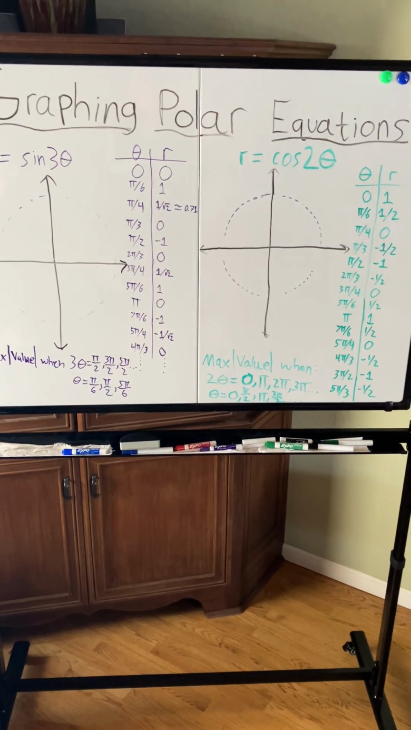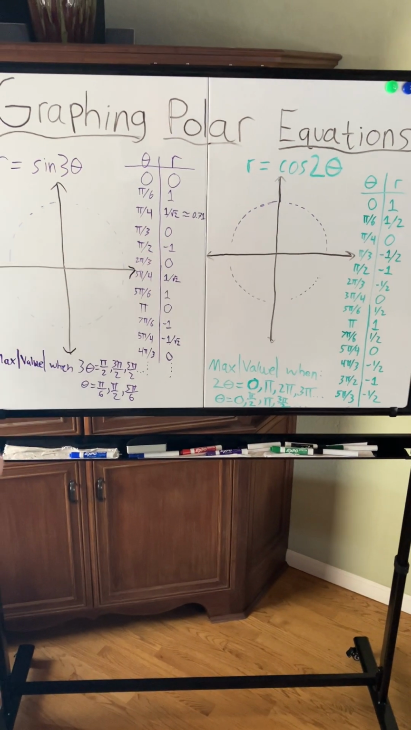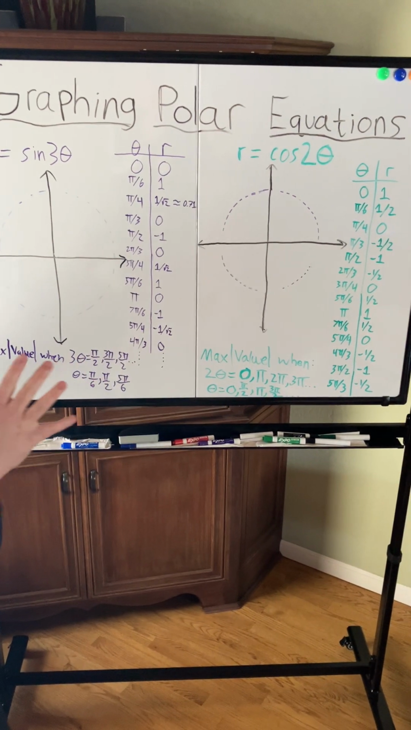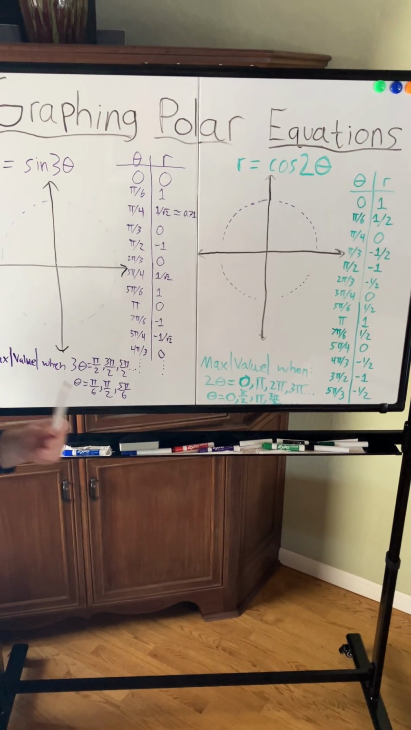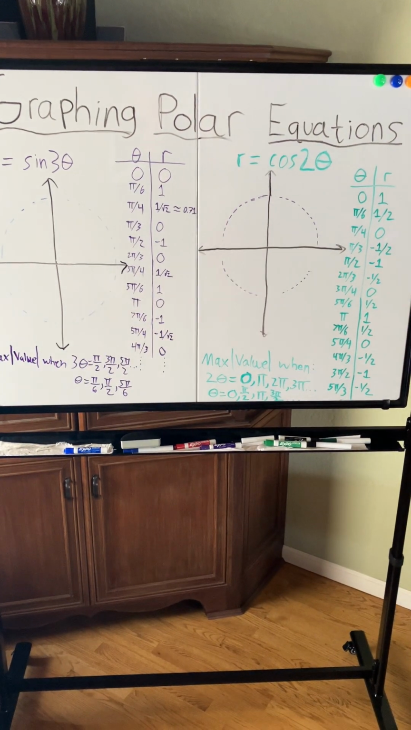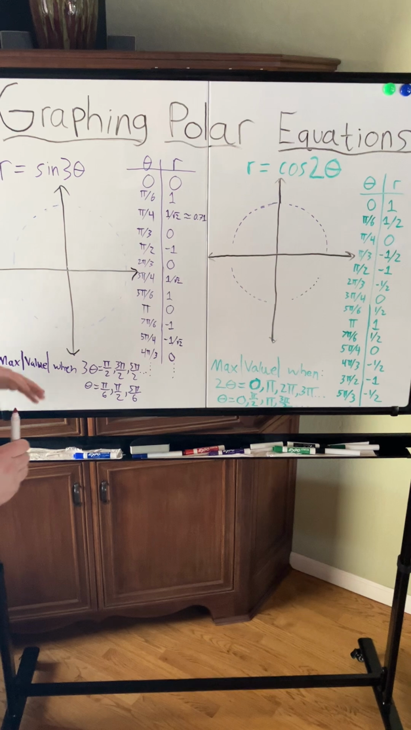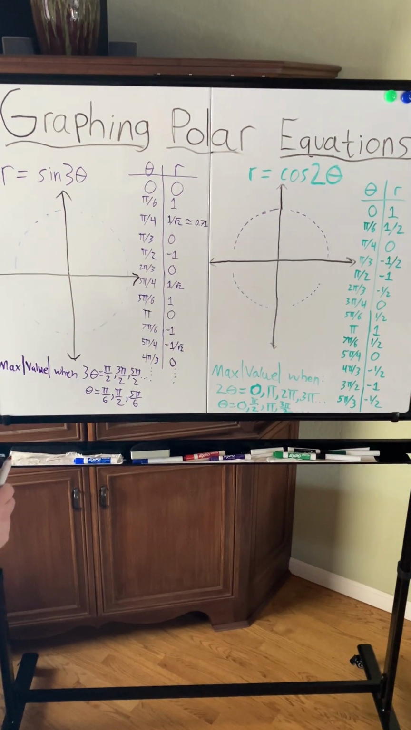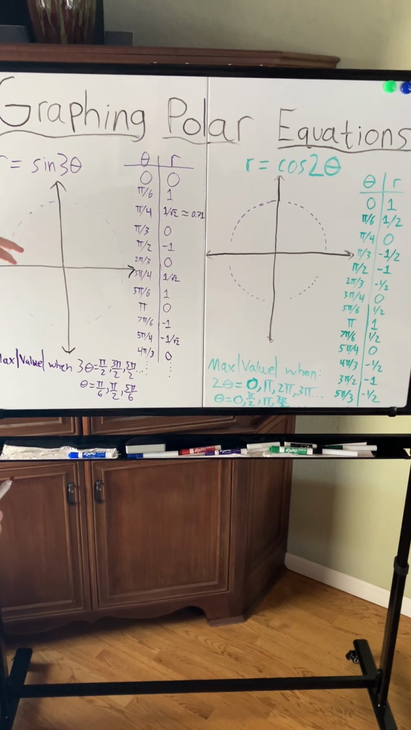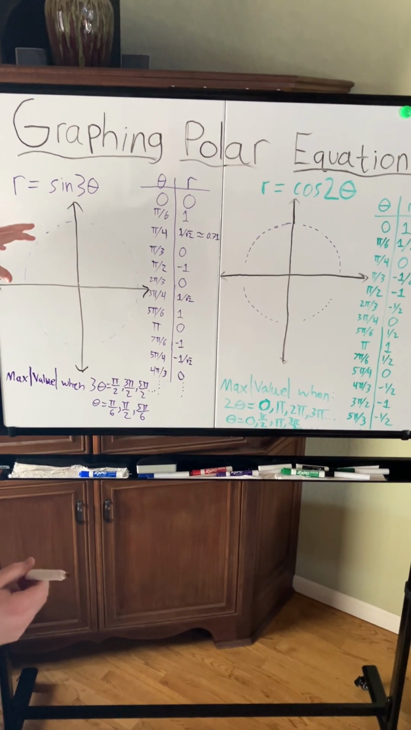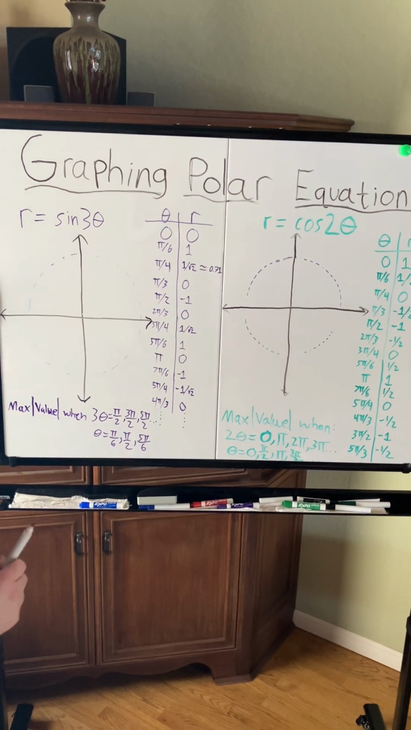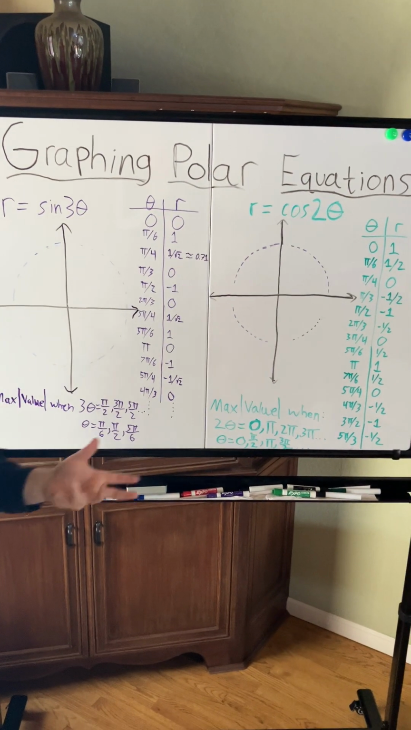So, one of my favorite sections, graphing polar equations. We're going to go over all the different types of polar equations that you'll be expected to know how to graph in your classes. The first ones I want to do are what we call the rose petal graphs. That's anytime you have something in the format of r equals sine n theta or r equals cosine n theta.